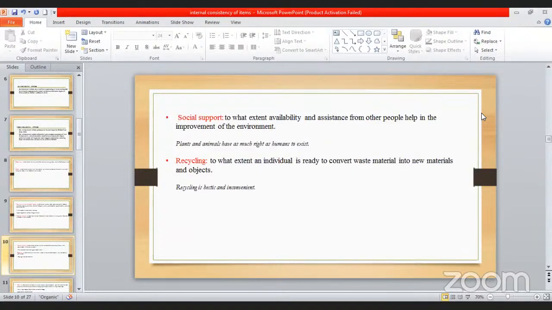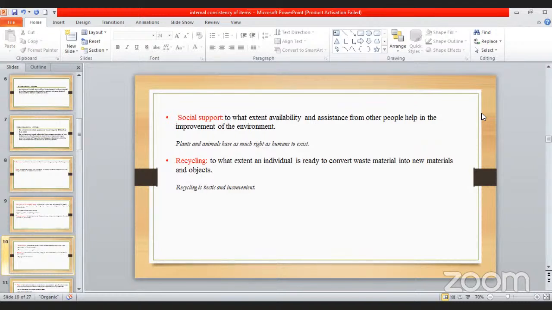Another domain is social support. That means to what extent the availability of and assistance from other people helps in improving the environment. There is an example here. This is an item with respect to this domain: plants and animals have as much right as humans to access. This is an item.